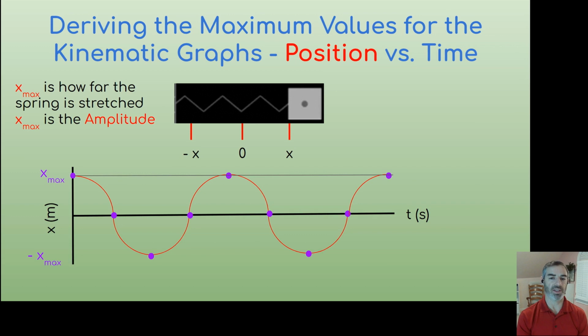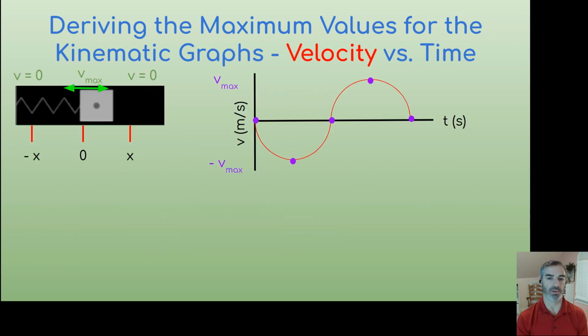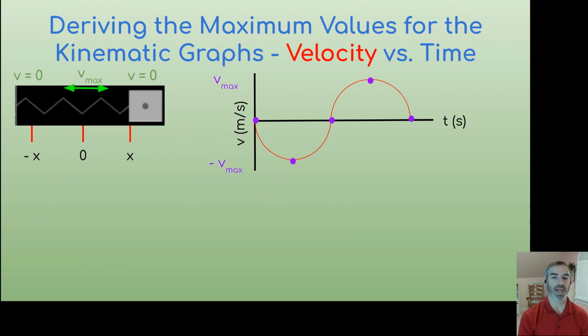Now, if we look at a velocity time graph, if we're going to graph a velocity time graph, and we stretch the spring out to its maximum, that's our starting point, at which the velocity is zero.